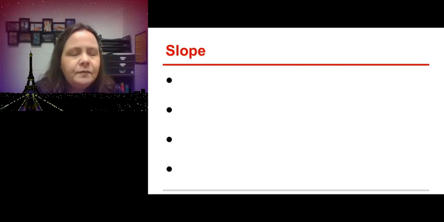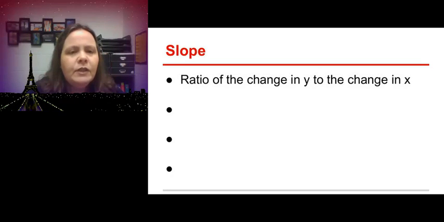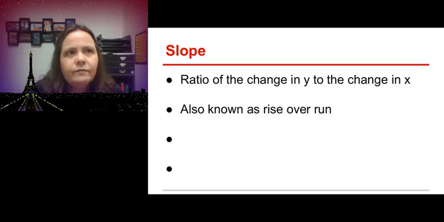Here, then, let's look at a few details about slope. Slope is a ratio of the change in y to the change in x. Whatever you may remember about ratios from the past couple of years, a ratio implies that you're going to have a fraction. It's also known as rise over run. When you're looking at it graphically, that way of describing it makes a little more sense and is often used.